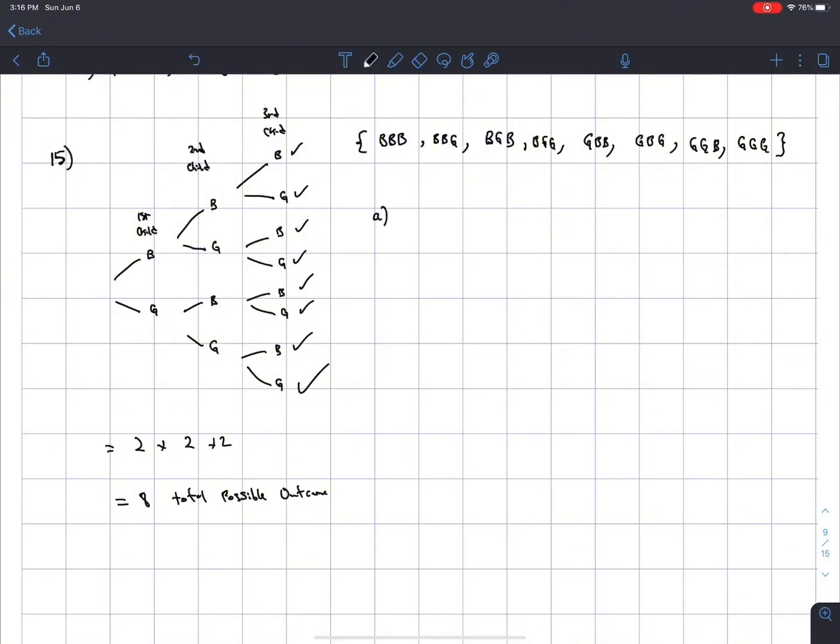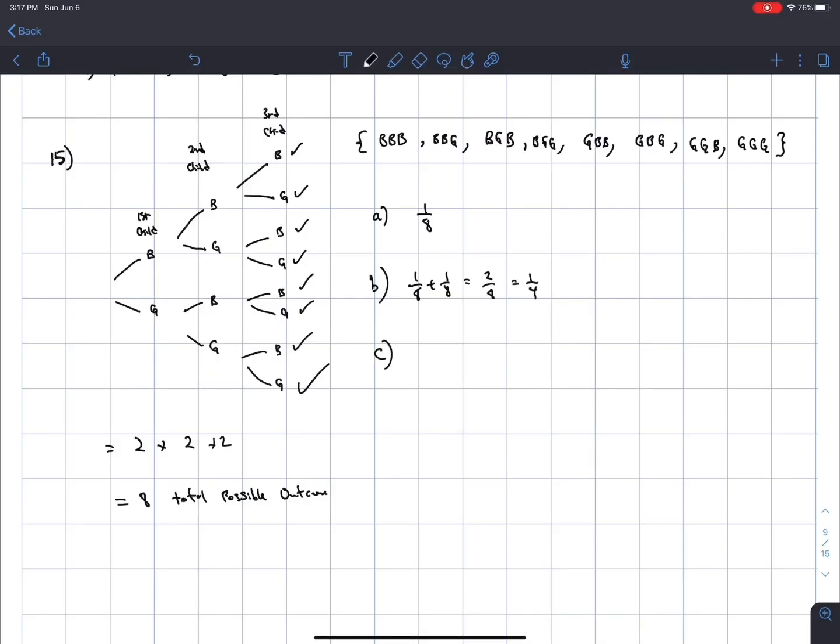Okay, so A, probability of all girls will just be 1 out of 8. That's the only one with all girls. All girls or all boys, it will be 1 out of 8 plus 1 out of 8, because it can be boy, boy, boy, or girl, girl, girl. So that's 2 out of 8, or 1 over 4.